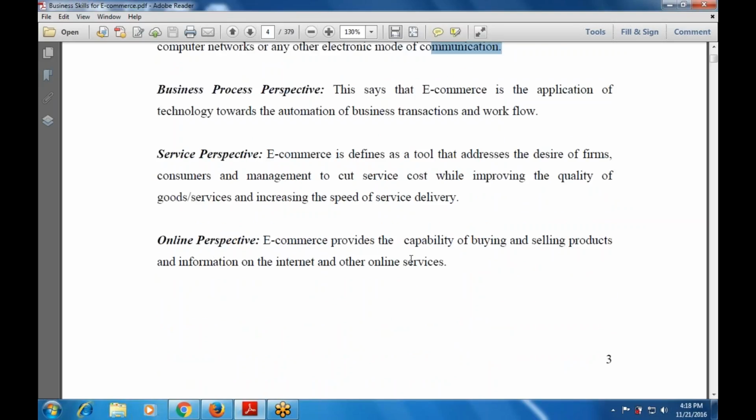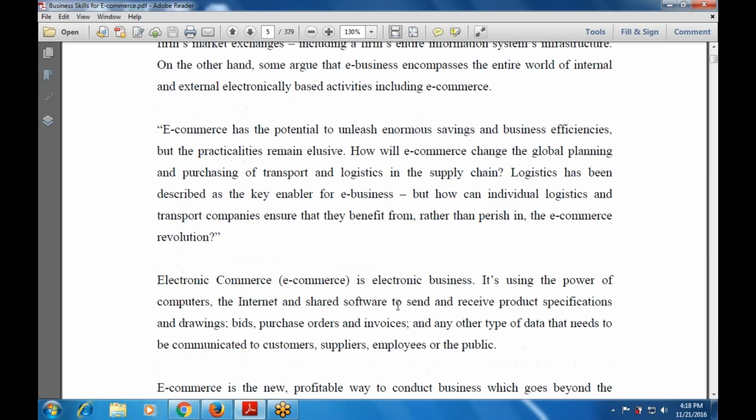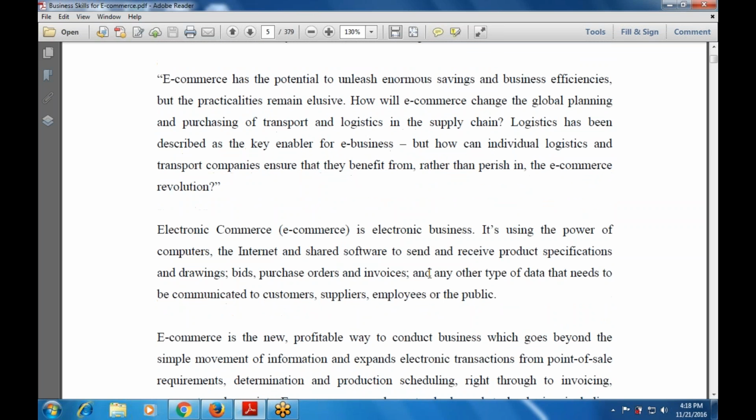Then the online perspective has the capability of buying and selling products and information on the internet and other online services. That may be e-commerce, or any services that are used.